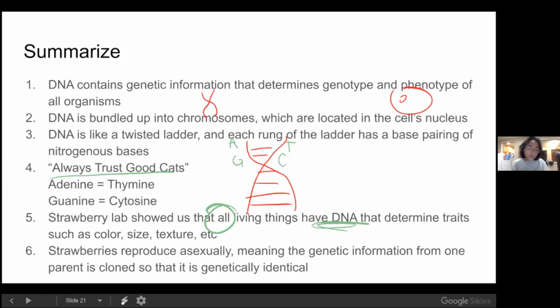Our strawberry lab showed us that all living things have DNA, and that DNA shows color, size, and texture. And strawberries reproduce asexually, which means that they're going to basically make a clone of themselves, just one parent, and that clone is going to have the exact same genetic information as the parent. And that's it. Again, if you didn't watch the strawberry video, go ahead and check it out.